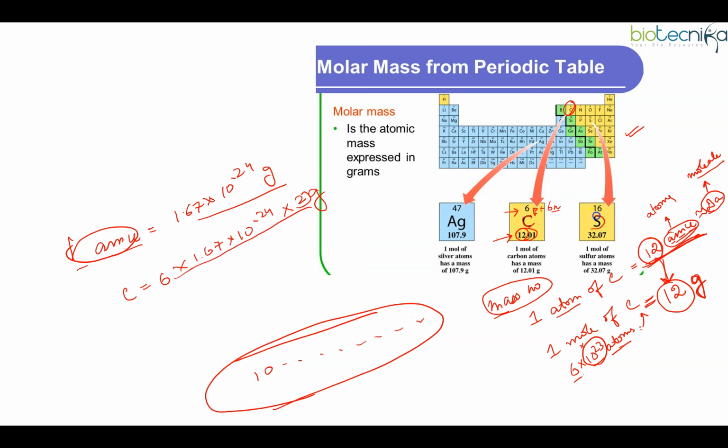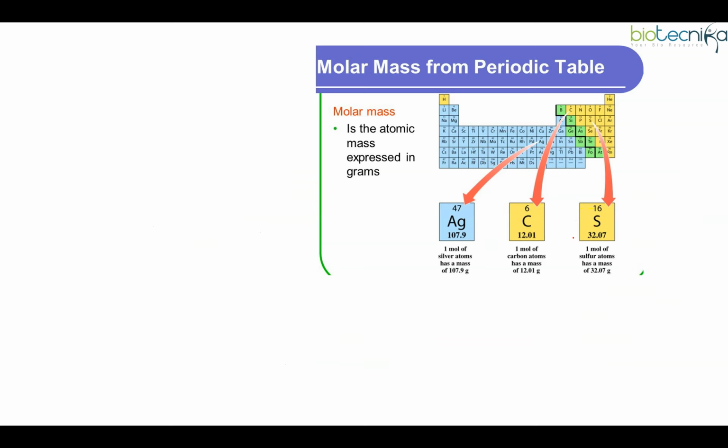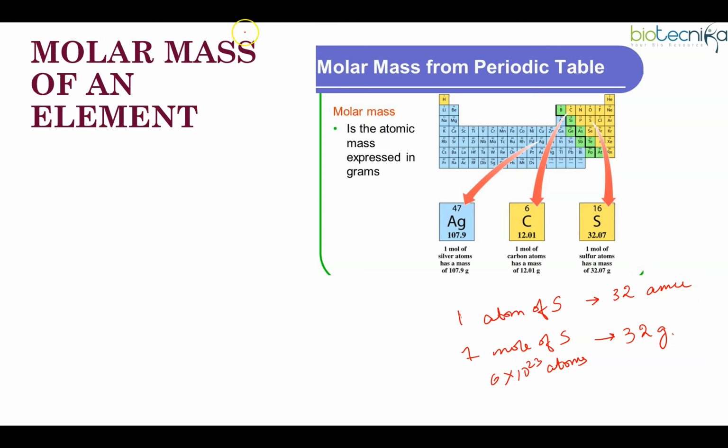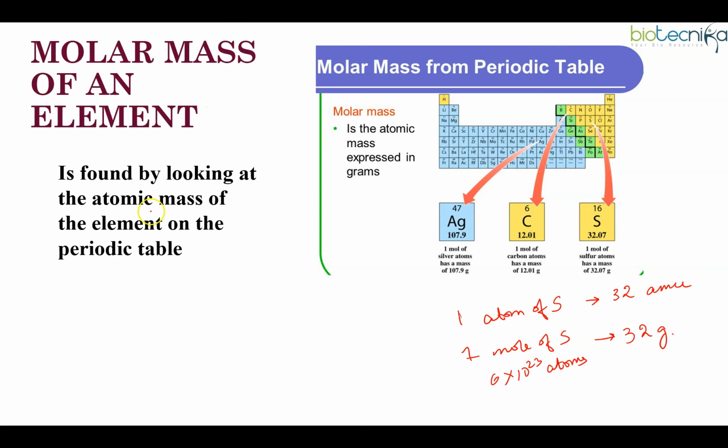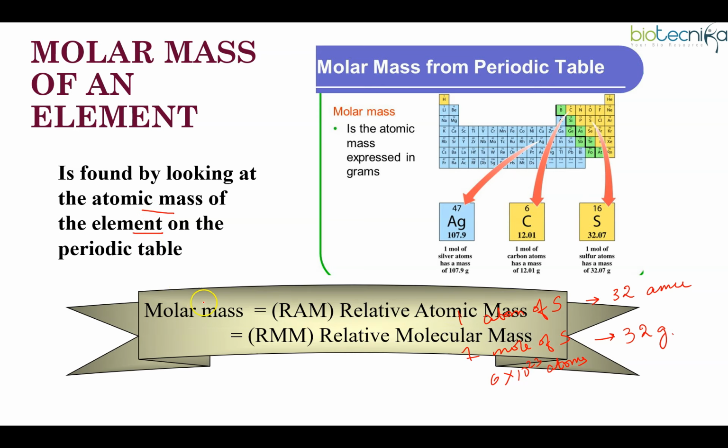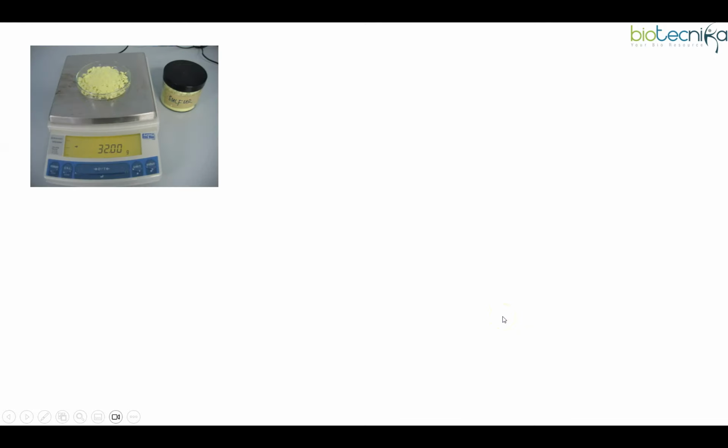Similarly, if you take sulfur, the mass number of sulfur is 32, which means that if you take just one sulfur atom, the mass will be 32, the unit will be AMU. But if you take 1 mole of sulfur, which means you have taken 6 into 10 to the power 23 atoms of sulfur, then that will be equal to 32 grams, right? That is how molar mass of an element is found out, by looking at the atomic mass of the element on the periodic table. So we have on the periodic table, considering all the isotopes, something called relative atomic mass or relative molecular mass.